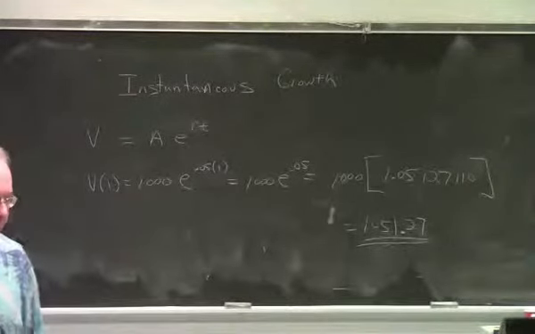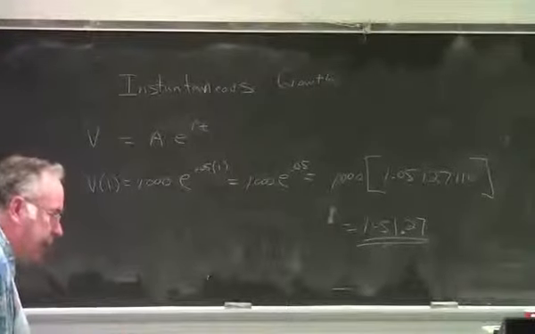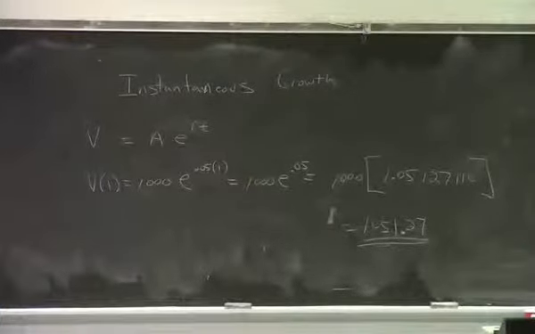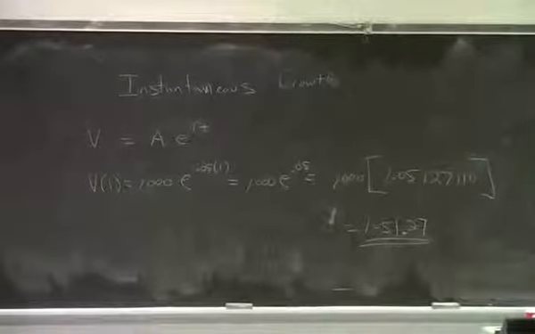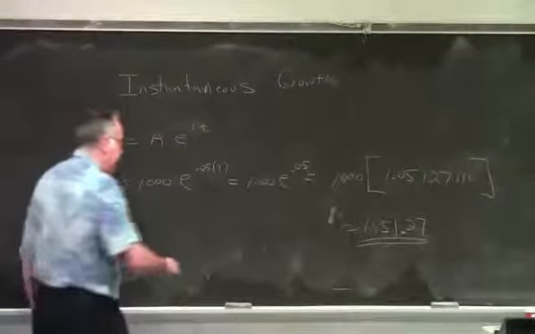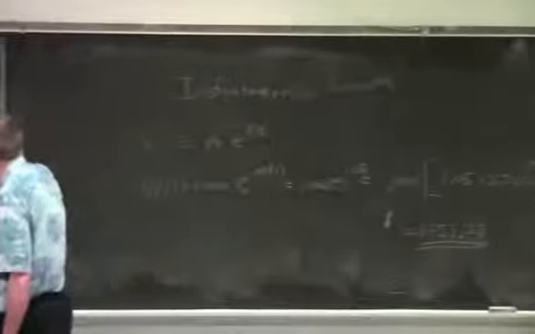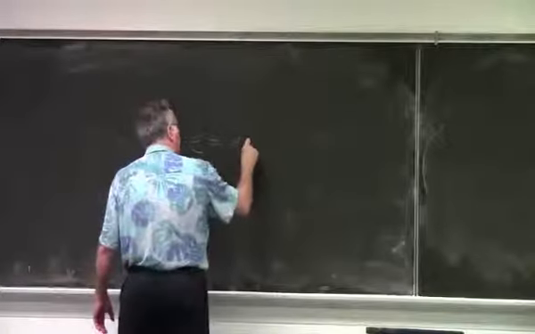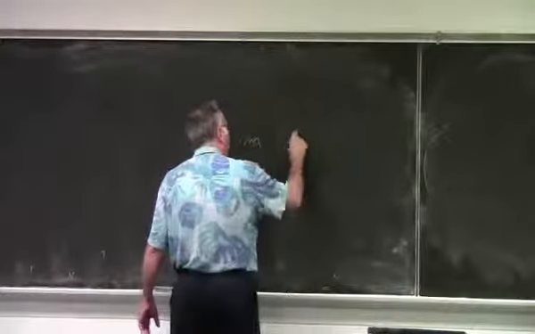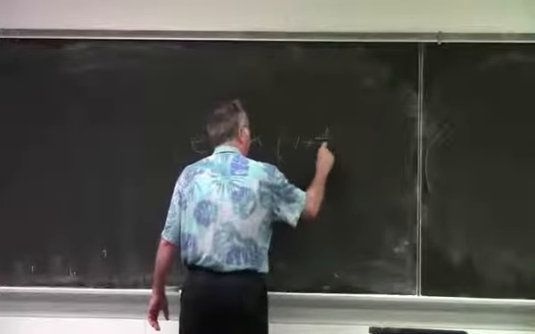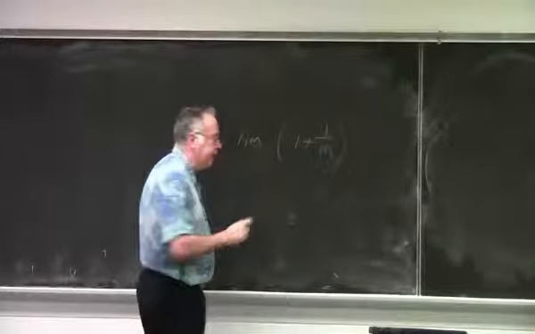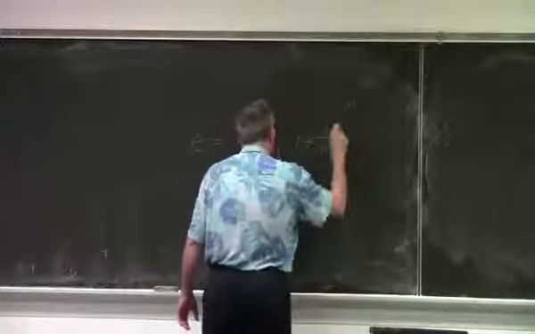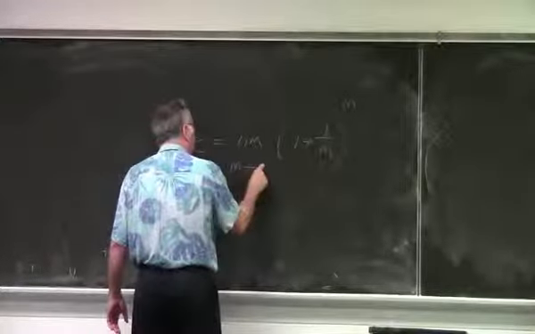What is E again? E is the mathematical constant. But Bernard, I'm glad you asked that, because I'm going to give a rigorous definition of what E is now. E is this. E is the limit of 1 plus 1 over m raised to the mth power as m goes to infinity.